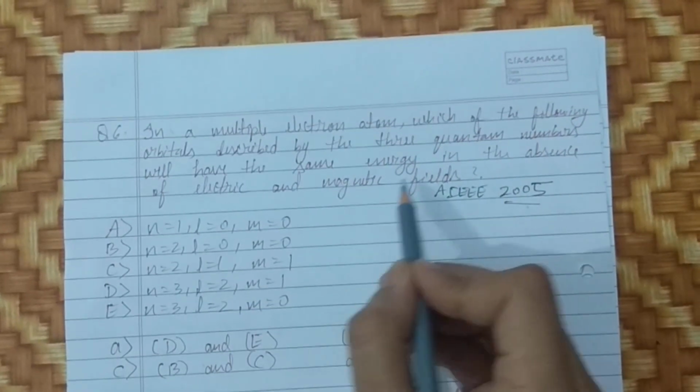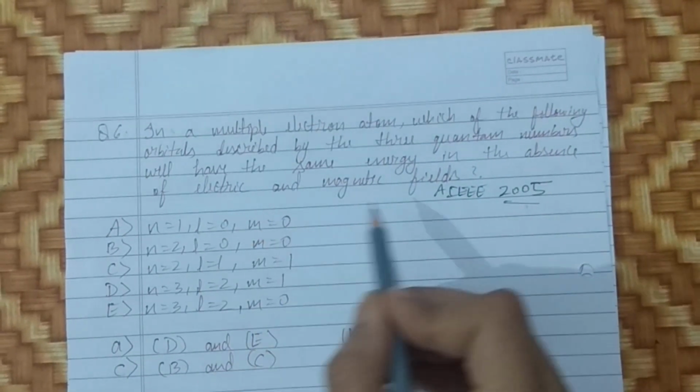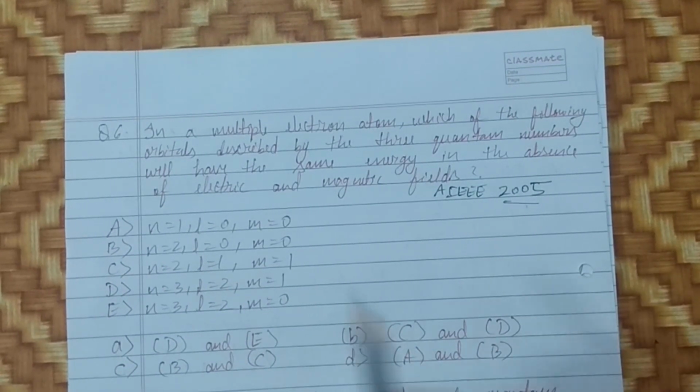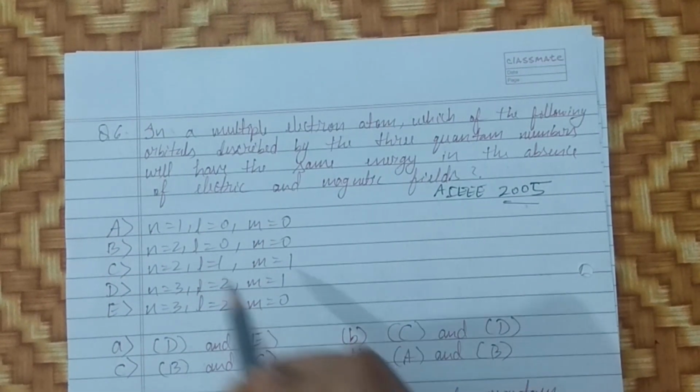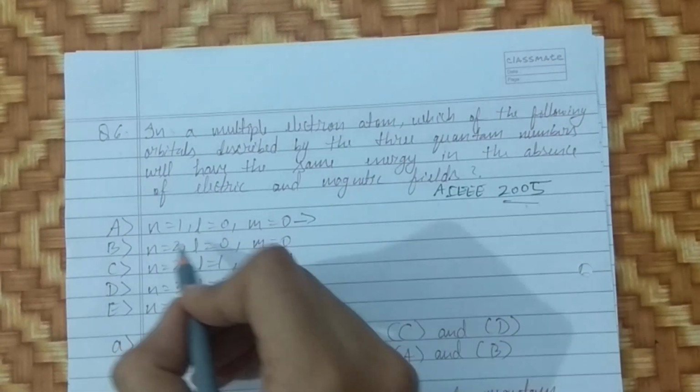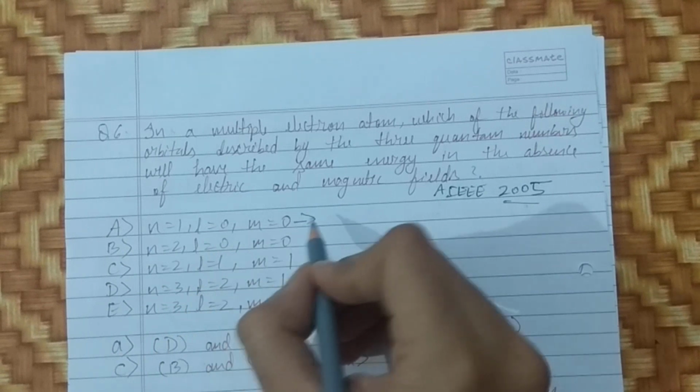In the absence of electric and magnetic fields, you don't need to consider the magnetic quantum number. It means there is no meaning of this m. We have to just see n and l, and we will have to find the n plus l. So in case of A, n plus l is 1.